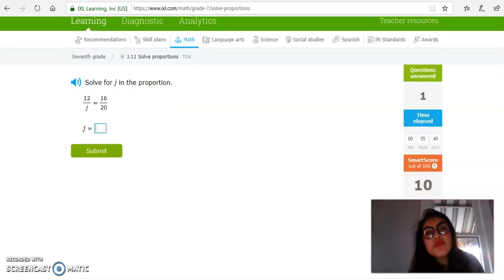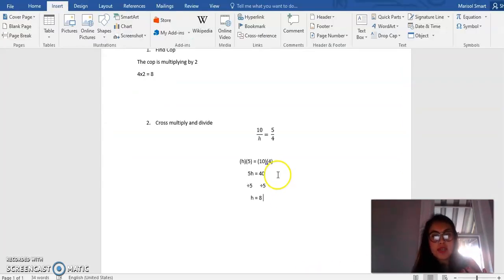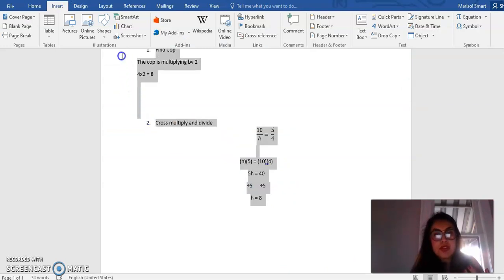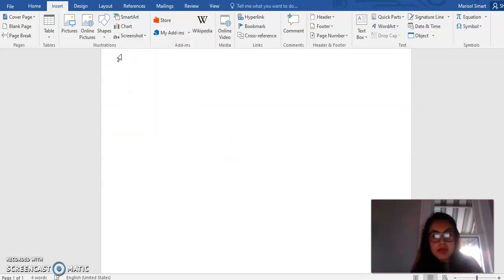Now I'm going to do the second one. Notice how you have 12 to 16. I really don't know what number I need to multiply 12 by to get 16. So for this one, it's going to require me to use cross multiplication and division. So I'm going to go ahead and write these down. For this one, I'm going to use the second method, which is to cross multiply and divide.